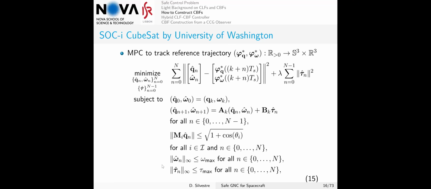And so here, as you can see, the only thing that is changing is the dynamics, which are now linear, because they've linearized around that nominal trajectory that came from the guidance. And I would say that this is a very common way of going about this.